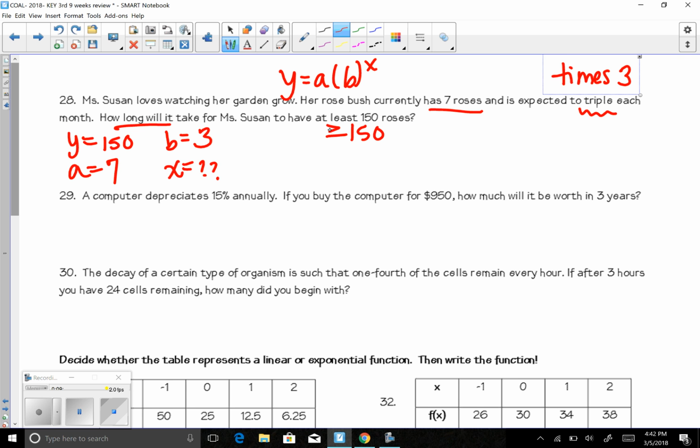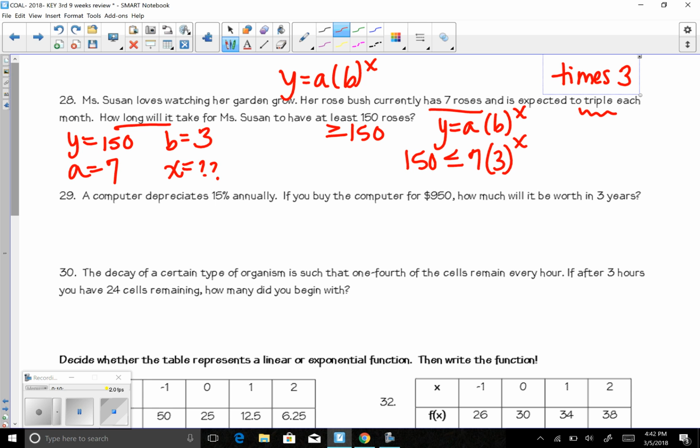So again, if we're greater than or equal to 150, if I'm going to write my y on the left side, I would have 150 is less than or equal to. So the number of roses, that's this a times b to the x, the number of roses is going to need to be more than 150. Okay, so 7 times 3 to the x power.